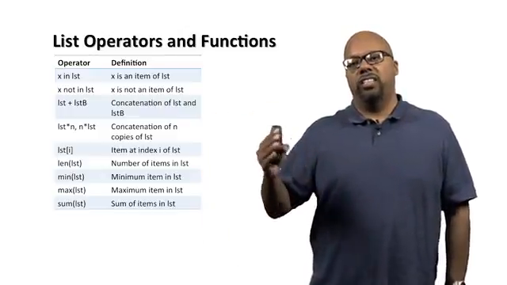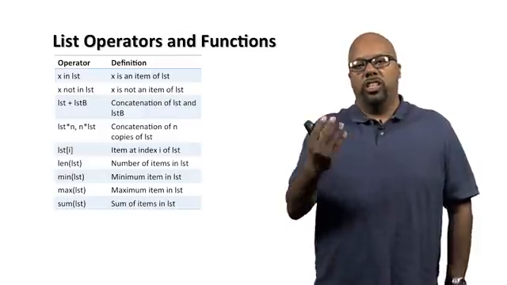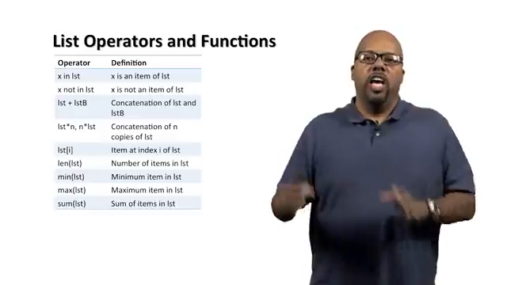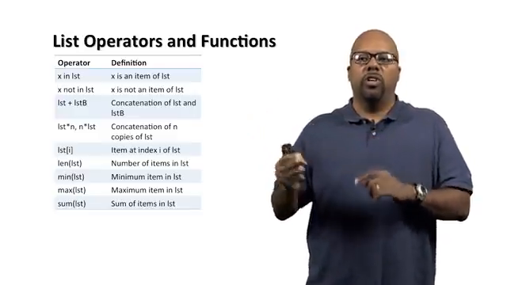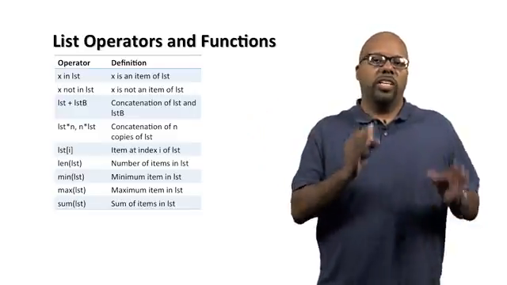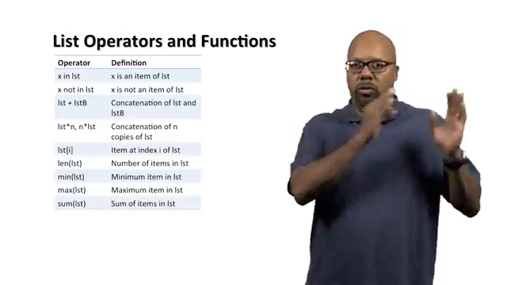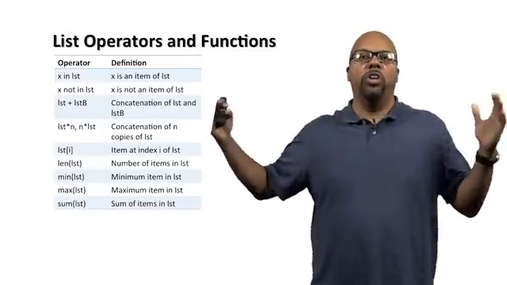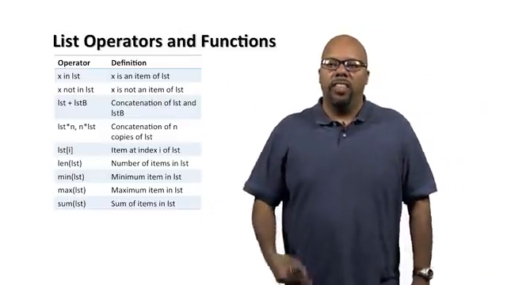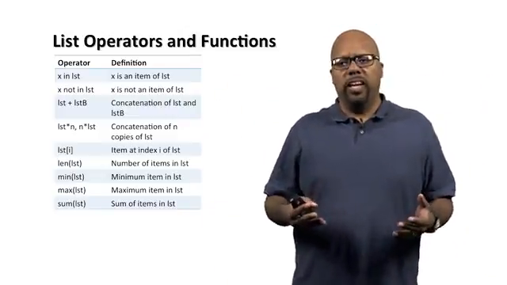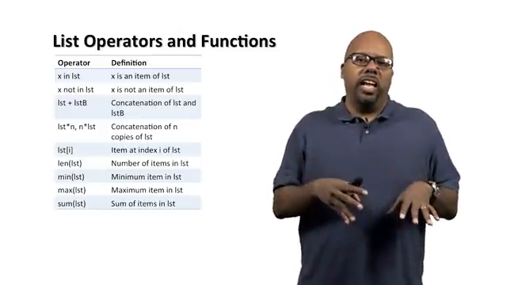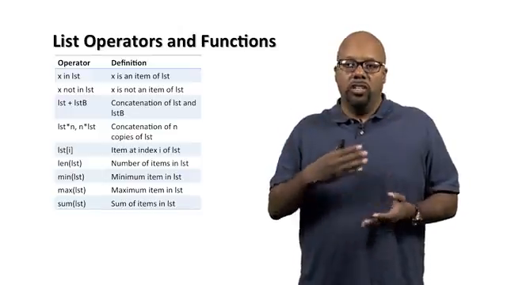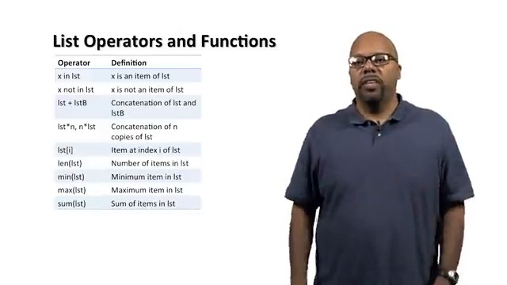list star n, or n star list, where n's an integer and list is a list. Basically it's similar to a string. It takes the contents of that list and repeats it multiple times. So if n was equal to 3, it would take the contents of the list and triple them: the list contents, then the same list contents again, then again, all in one big list. Then list[i], that's again the index operator. You can get the ith element of a list by passing an integer i, starting at 0. 0 is the first element of the list.